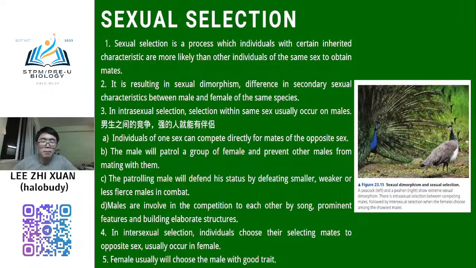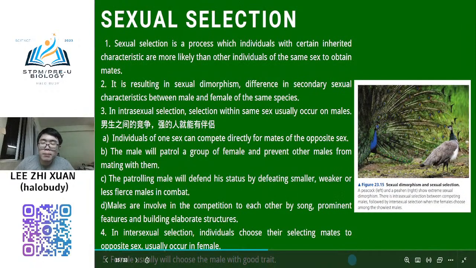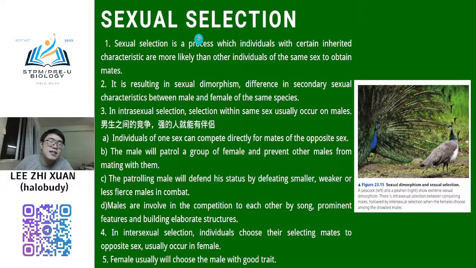Another one is also under natural selection, but it's not very famous. This one is sexual selection. So what is sexual selection? Sexual selection is a process in which individuals with certain inherited characteristics are more likely than other individuals of the same sex to obtain mates. So sexual selection is based on sex, based on attraction to the opposite sex.